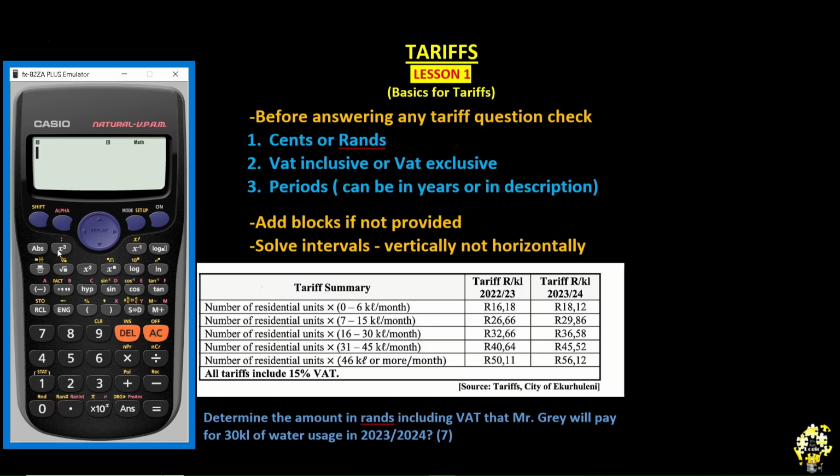So let's start by obviously clearing our calculator. And then I can get started. So these are basics. You see, these are fundamentals. This is must know. So when we are talking about must know, you must know these before you even start attempting any questions that have to do with tariffs.